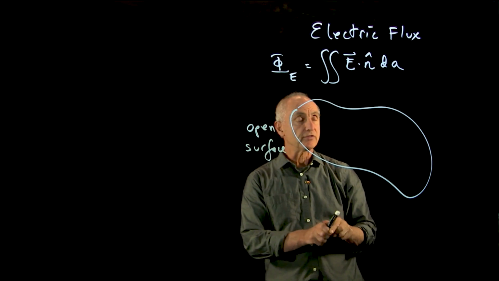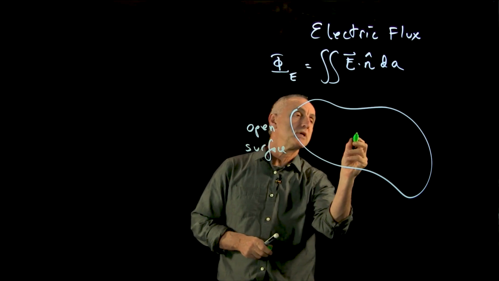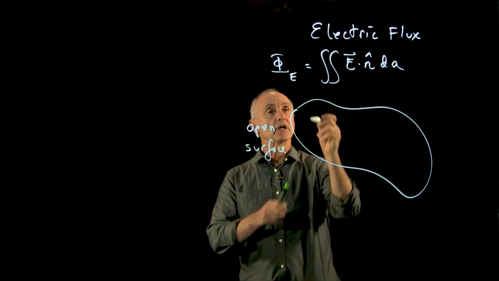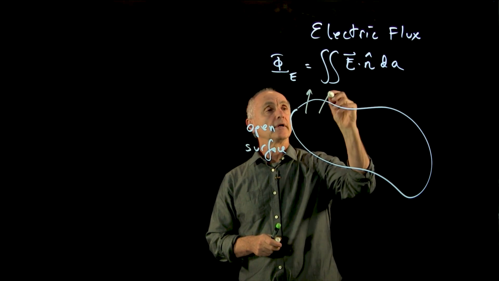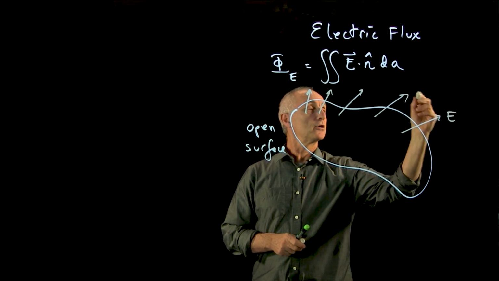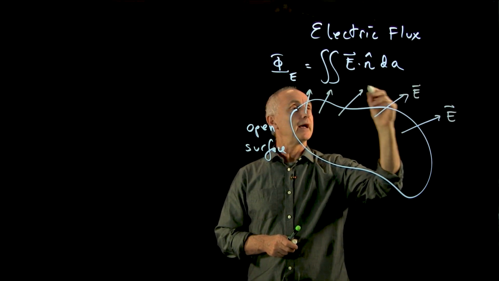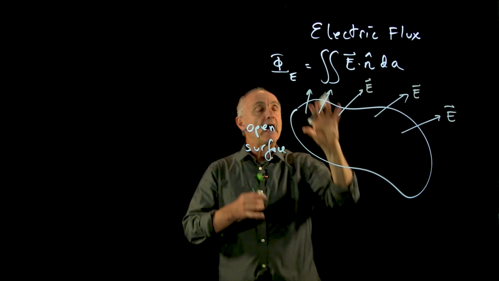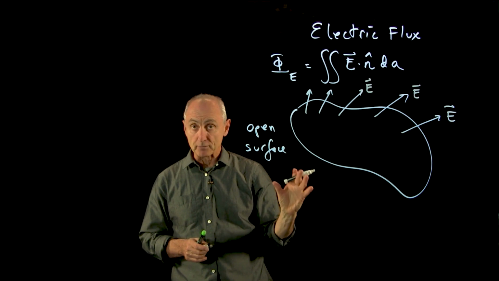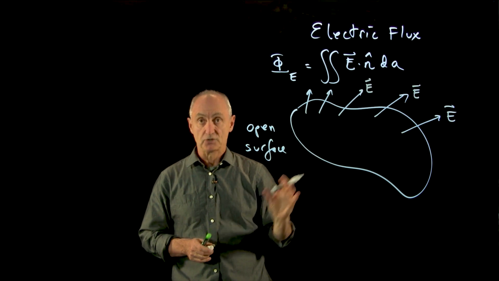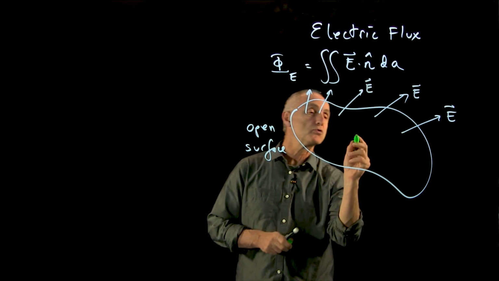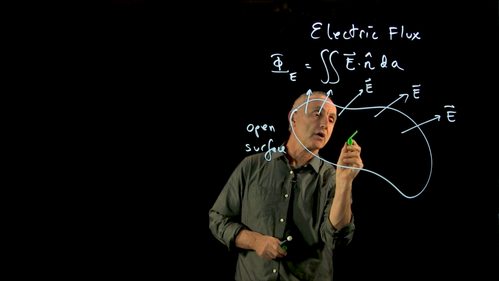On this open surface, let's first draw our electric field, which is non-uniform. And the surface is a curved shape. How can we calculate electric flux through this surface, which was, remember, how much of the electric field is perpendicular to the surface? Well, what we do is we choose a small little patch of the surface.